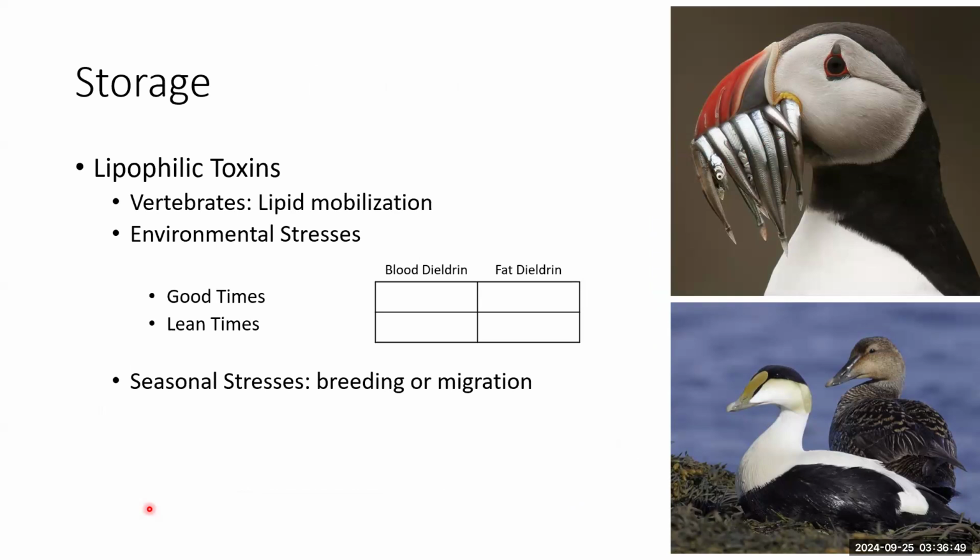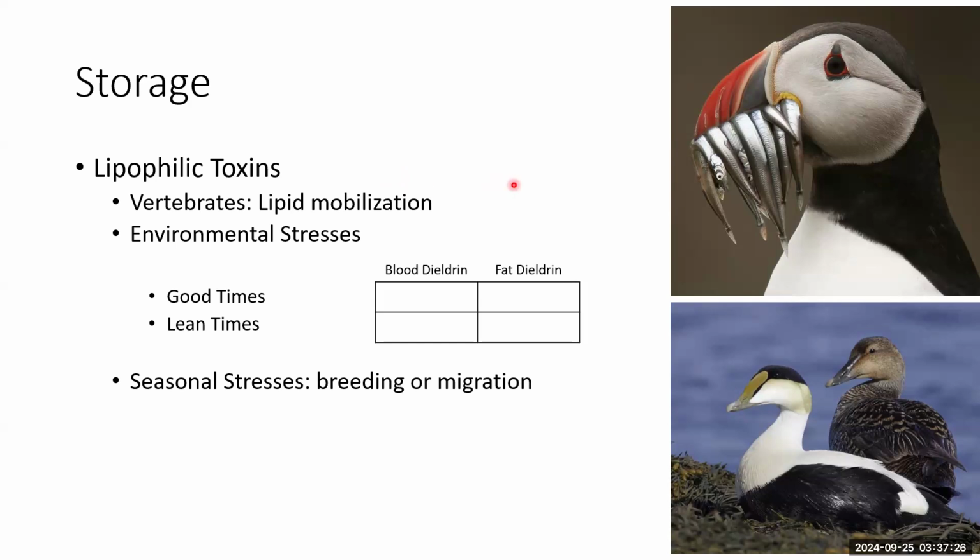We tend to think about storage not with every compound, but with more of the lipophilic, lipid-loving compounds. With vertebrates, we tend to see toxins get stored in lipid tissues, and then once those lipid tissues are called upon to deliver some energy, that's when the toxins stored in them are released. That can happen due to environmental stressors, breeding pressures, all sorts of things.